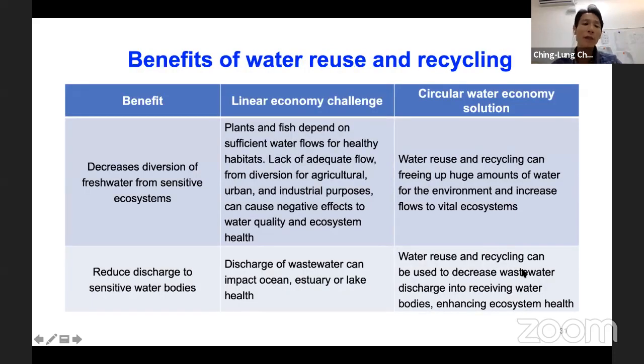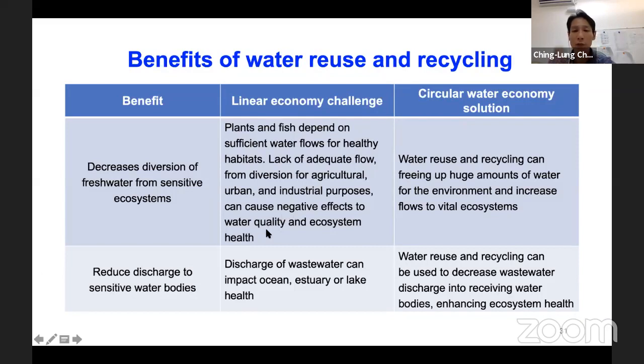Okay, so what is the benefit of water reuse and recycling? The first one is it decreases the diversion of fresh water from sensitive ecosystems. For the linear economy, the plants and fish depend on sufficient water flow for a healthy habitat. So if we have less flow because of diversion for agricultural, urban and industrial processes, it can cause negative effects on water quality.